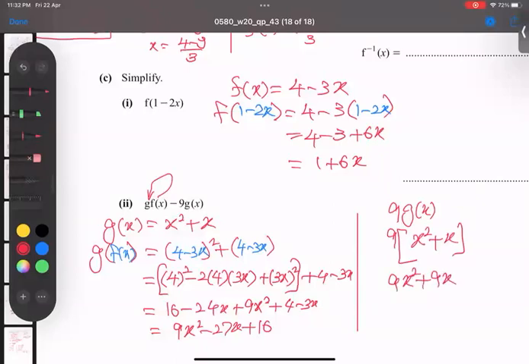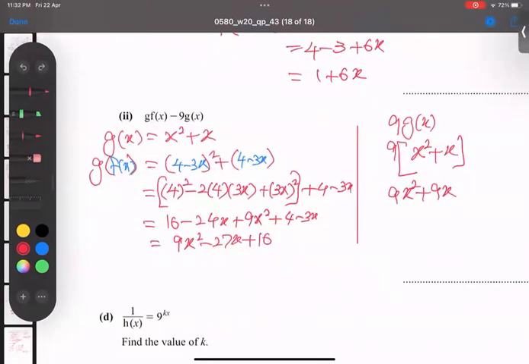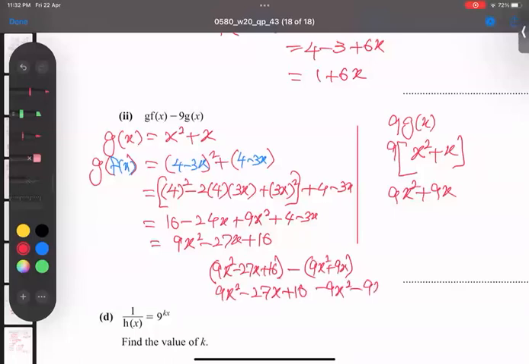Now what is the final answer I'm going to write? Look here. There's a first part, there's a second part, but in the middle we have a minus sign. It means I have to subtract these two values. So this value and this value, subtract. Make sure it is first value minus second value. First value 9x to power 2 minus 27x plus 16. Second value 9x to power 2 plus 9x. Open the bracket. Most students never change the sign. That is why they make a mistake here. Negative 9x to power 2 and negative 9x. And it is very clear that 9x to power 2 will cancel out.